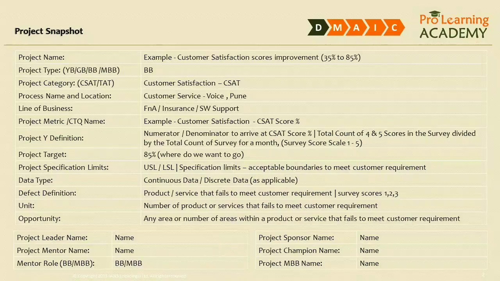A project metric or the CTQ name, for example, customer satisfaction CSAT score percent. So that's the CTQ. We were talking about customer satisfaction scores and the percent. Let's say it is at 35% and we want to take it to 85%. So that's the project metric. You look at your project Y definition. Now project Y definition talks about how you arrived at that CSAT score percent. So your numerator, your denominator, let's say the total count of 4 and 5 scores in the survey divided by total count of surveys for the month, and things like that.